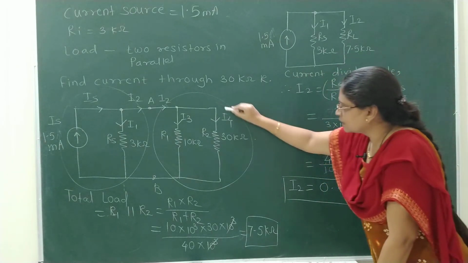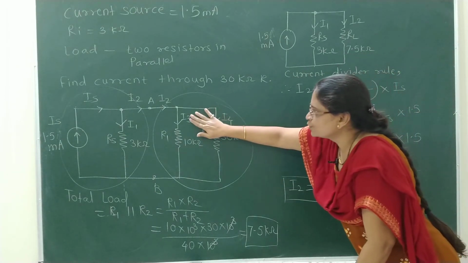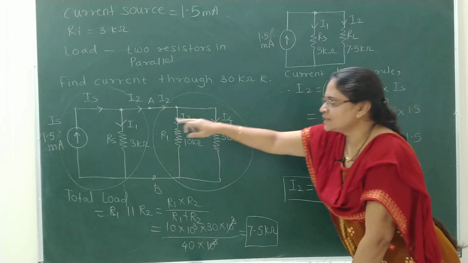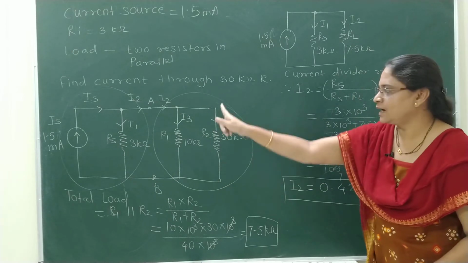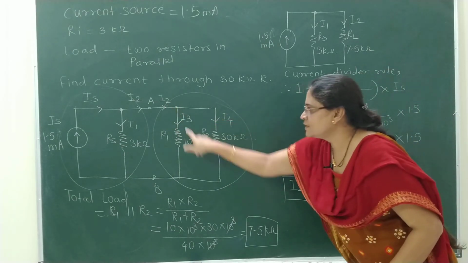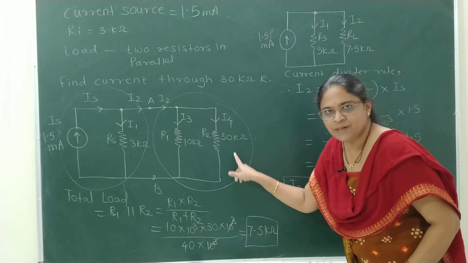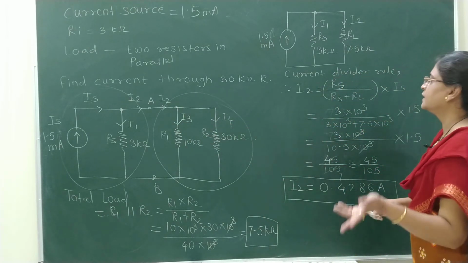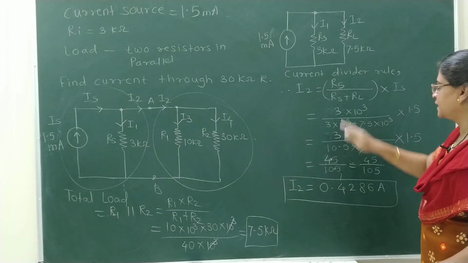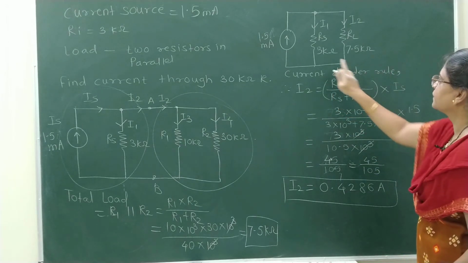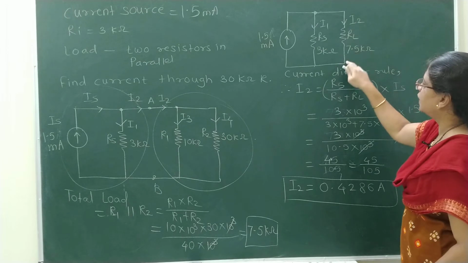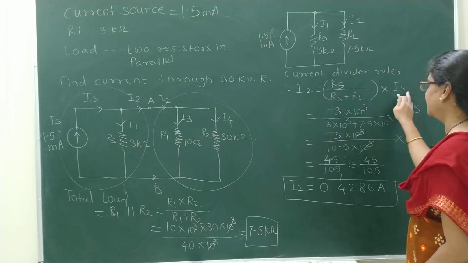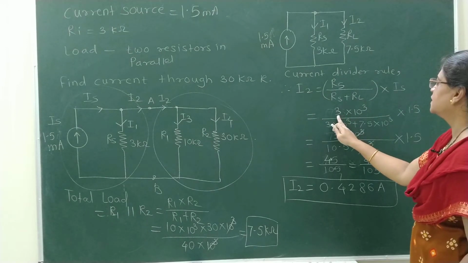While calculating the current through I4, we must know the main current, that is I2, because Is gets divided into two branches, I1 and I2, and I2 is the main current for these two branches. So first let's calculate I2. So how to calculate I2? For that, here it is the current divider formula. To calculate I2 through RL, it is Rs upon Rs plus RL into Is. So how much is the Rs?